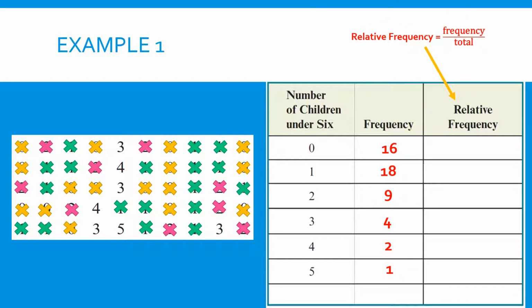So recall that relative frequency is just frequency divided by total. So you can leave this as a fraction. I'm fine with you leaving it as a fraction that's not simplified. That's totally fine with me.